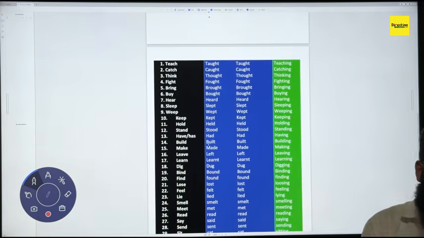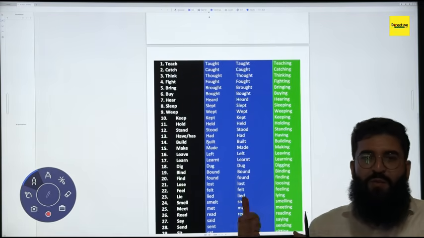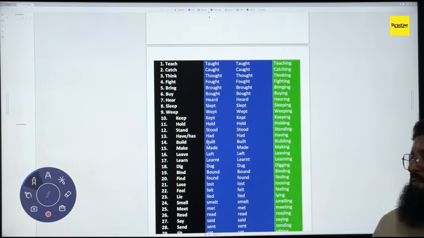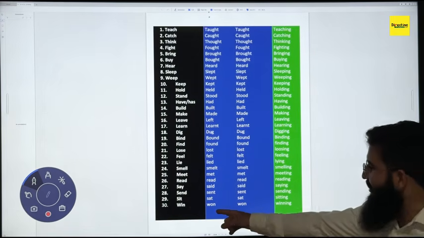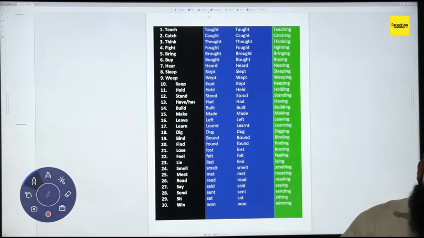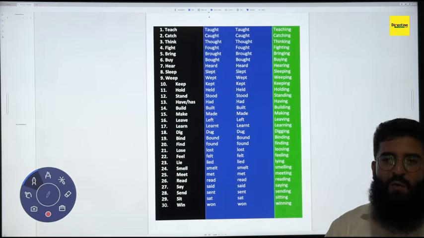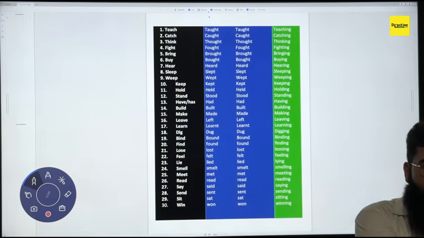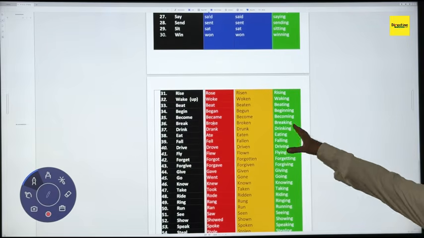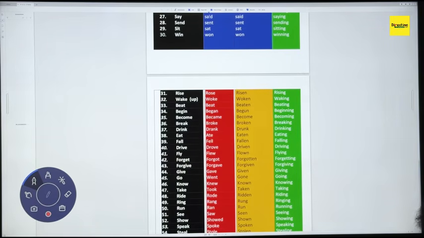Okay, the pronunciation is also different. This is lose with a z sound, but that's loose with an s sound. And moving ahead, this verb win, we cannot say winned. We can say win, won, winning. Hope it's clear, okay? And the most irregular verbs are these. These are totally irregular verbs.